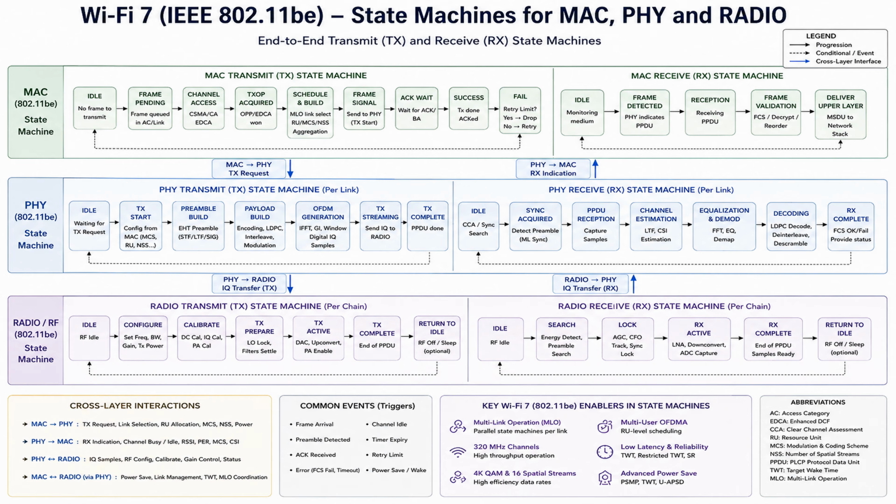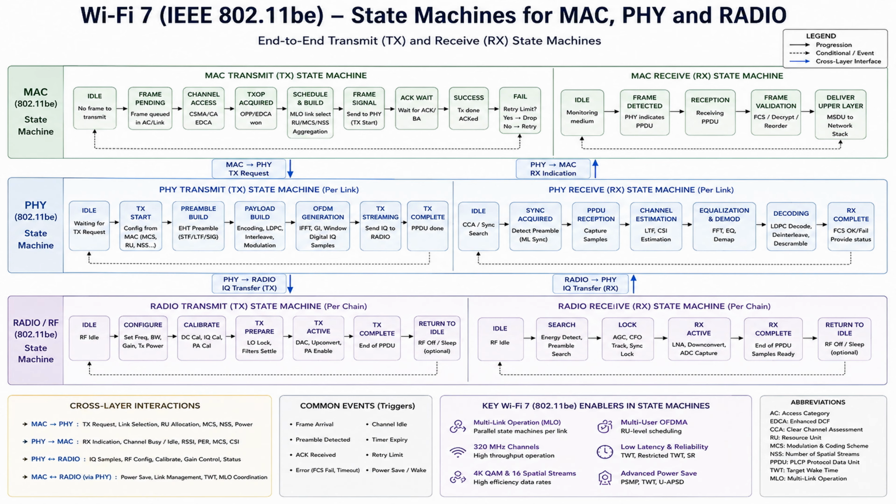Let's start at the top with the MAC layer, which is the decision maker. On the transmit side, the MAC begins in idle with nothing to send. The moment a frame is queued, it moves to frame pending state, then has to win the medium through channel access, that's CSMA/CA with EDCA contention. Once it secures a transmit opportunity, TX-OP is acquired.